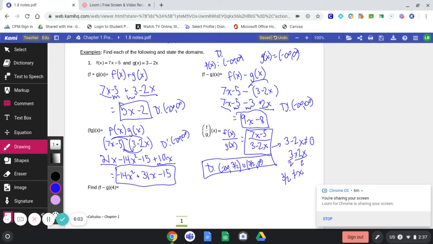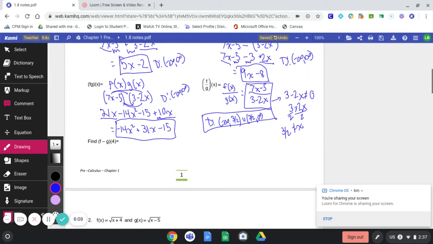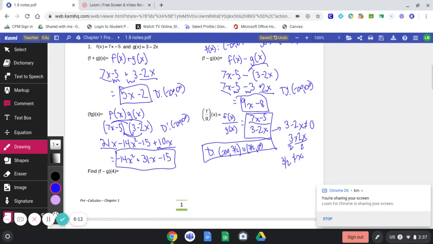And then we want to find f minus g of 4. So we can do this one of two ways. You can either find your f minus g of x function, like we did up top here, and evaluate that at 4. So we have 9 times 4 minus 8, which is 36 minus 8, which is 28.